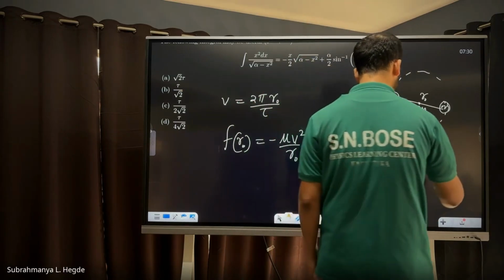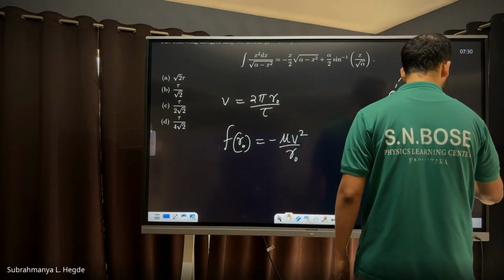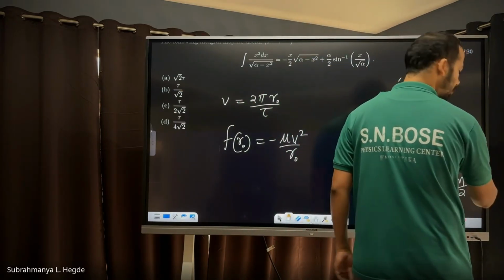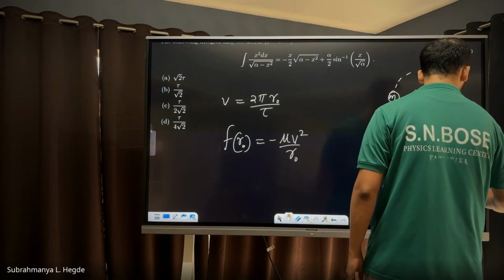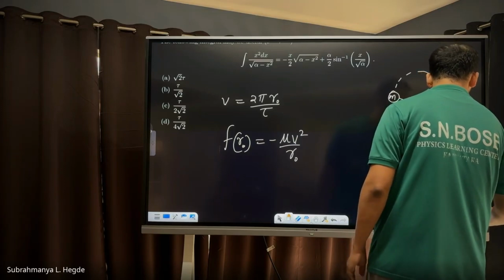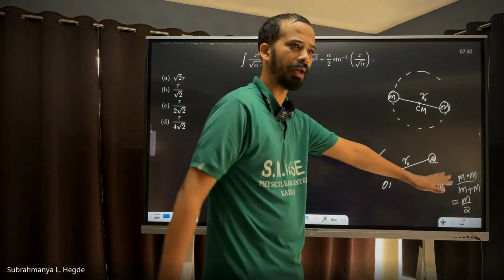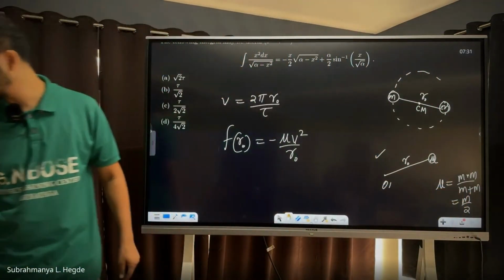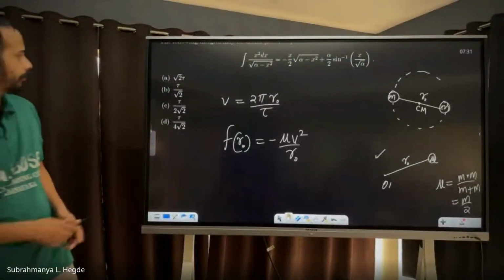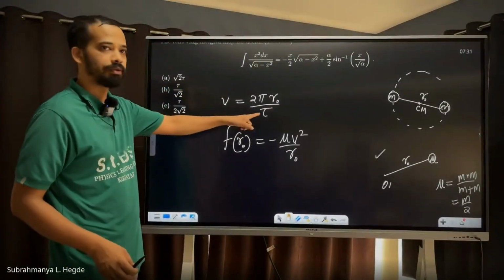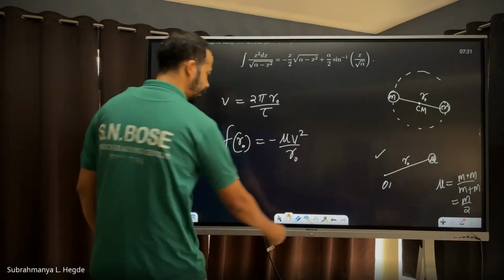But what is mu here? It's actually m by 2. Can you guess? M1, M2, m into m divided by m plus m. That is m by 2. Anyway, I don't need that one. That will get cancelled. I'll show that. You can see in the options, everything is in terms of this time period tau. So see this.